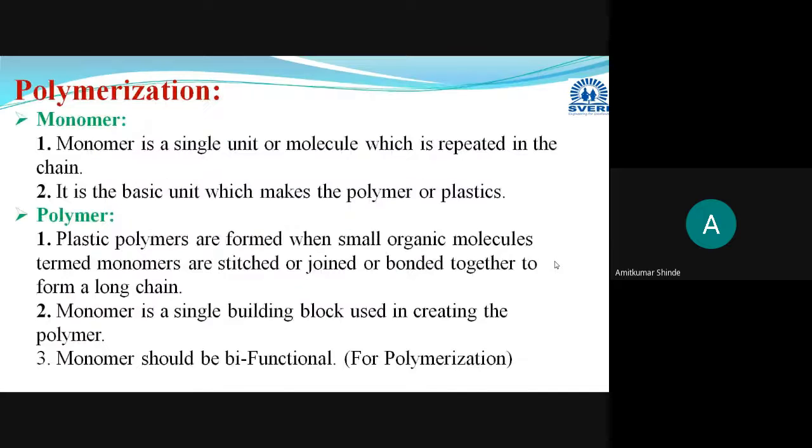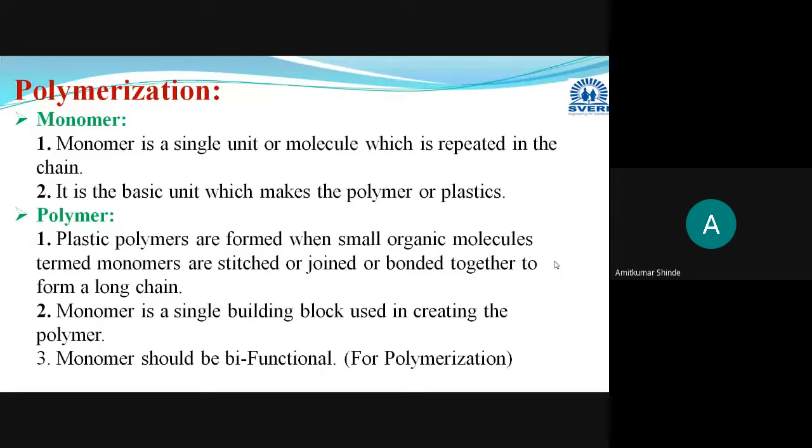In the previous session, we discussed the concept of monomer, polymer, polymerization. Now we will continue with that session only. Some part may get repeated because this is a very important part. That's why I'm repeating it again and again.